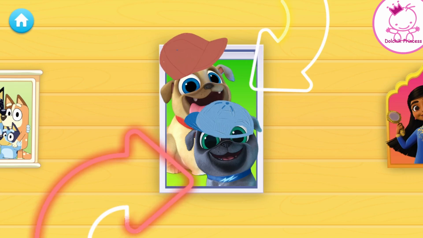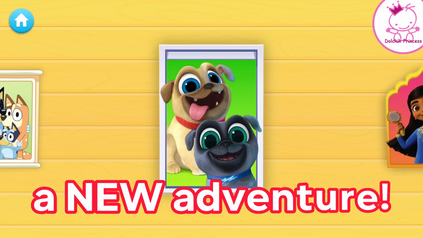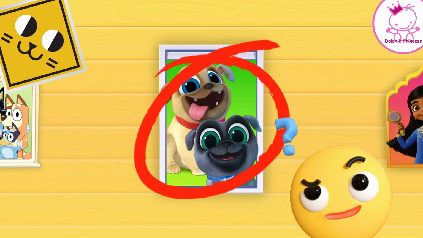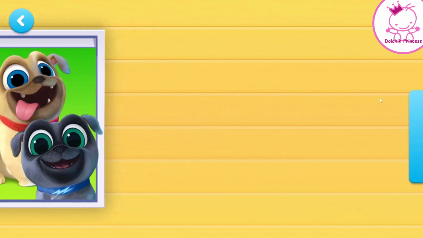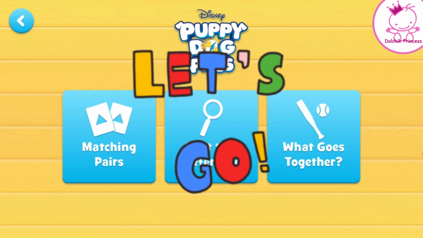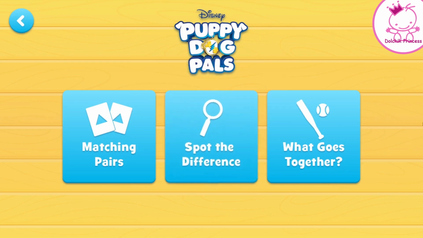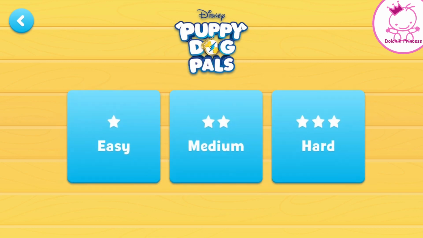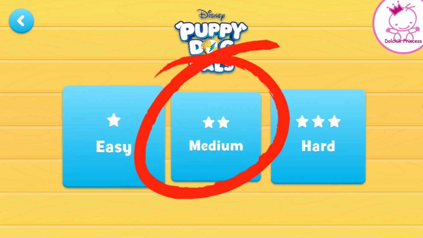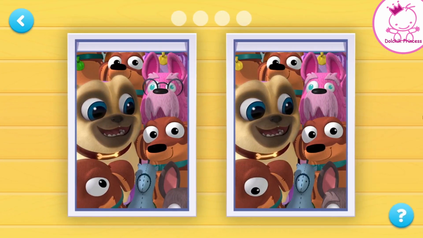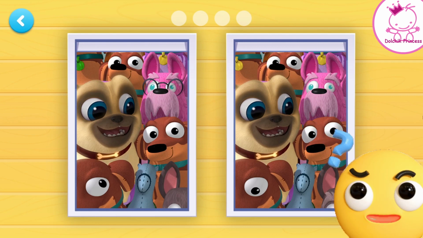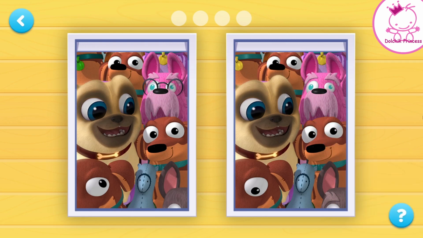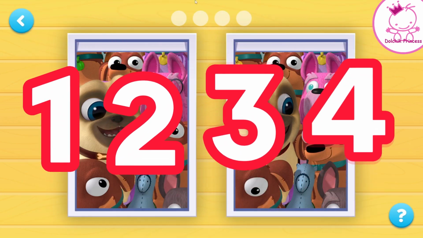But this time we're going on a new adventure. We'll be looking for the differences between the pictures. Let's go to new adventures. I think so, we need level medium. Very interesting. Look friends, we need to find four differences.